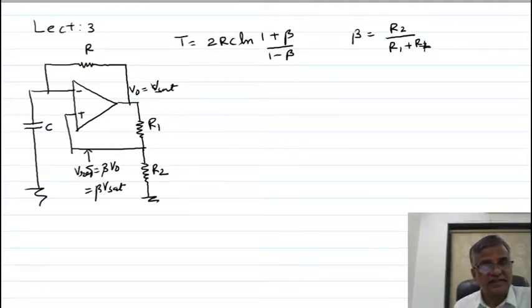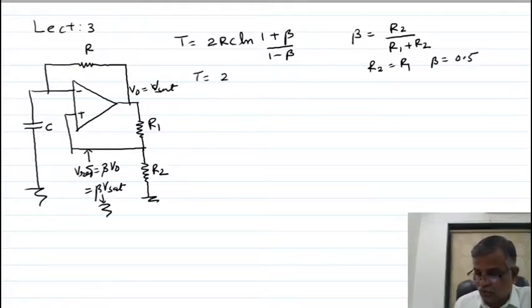In the last lecture, we have derived this equation, and we have seen the working of this circuit, how the circuit works, and you can get the square wave output. This is a circuit diagram of square wave generator using the op-amp, or it is called astable multivibrator. In this circuit, if I take R2 is equal to R1, then beta is nothing but 0.5. So my equation will be 2RC ln 3. You can do the calculation.